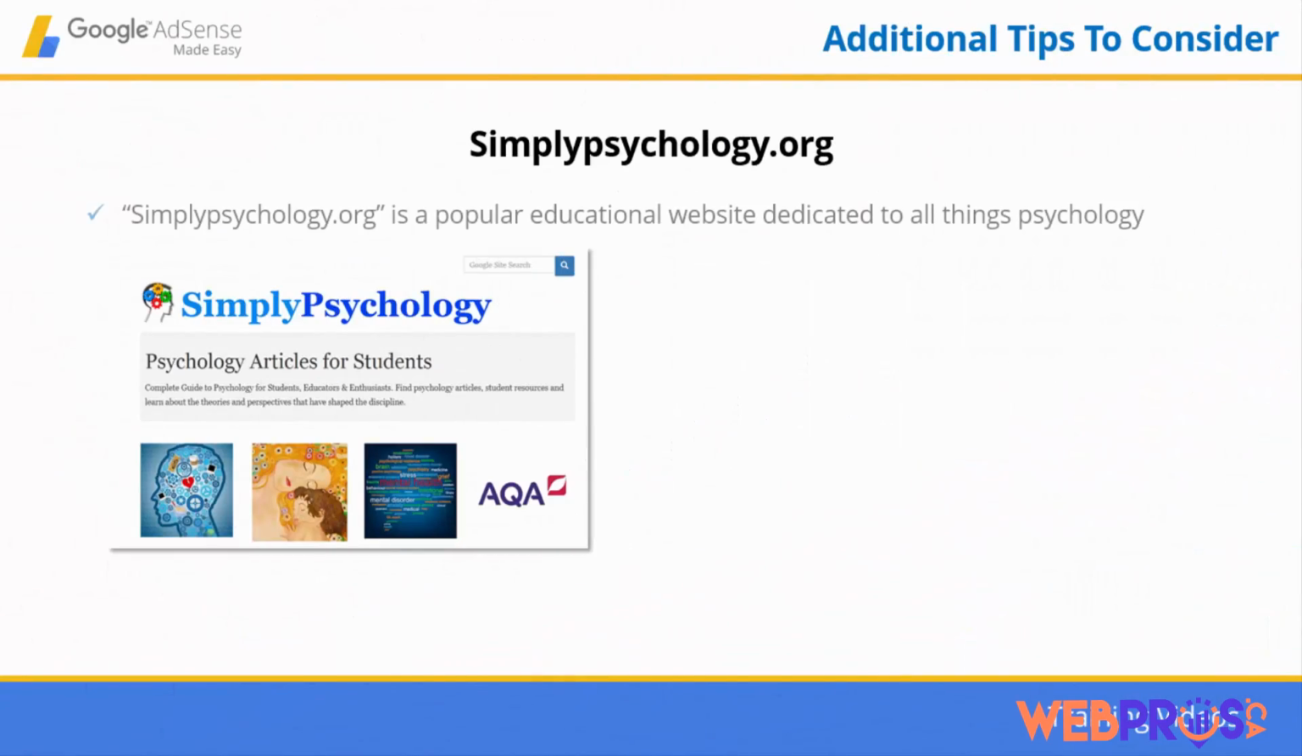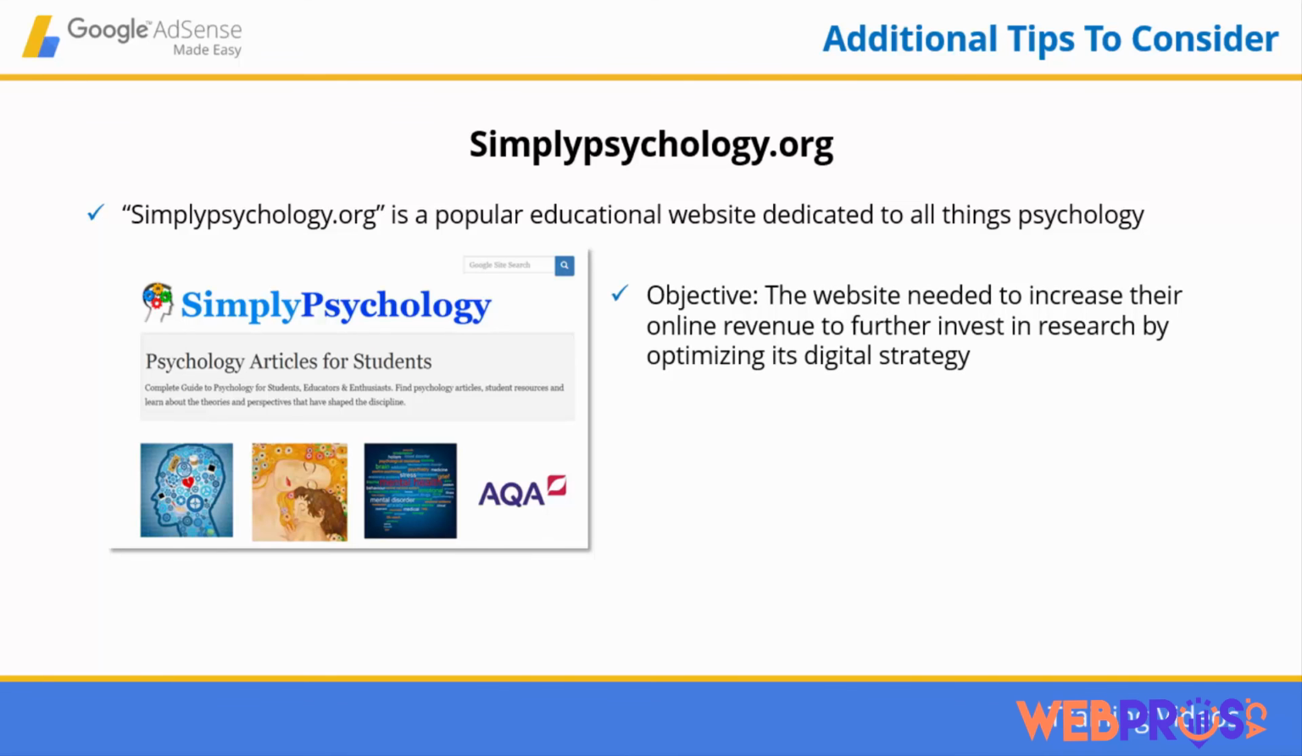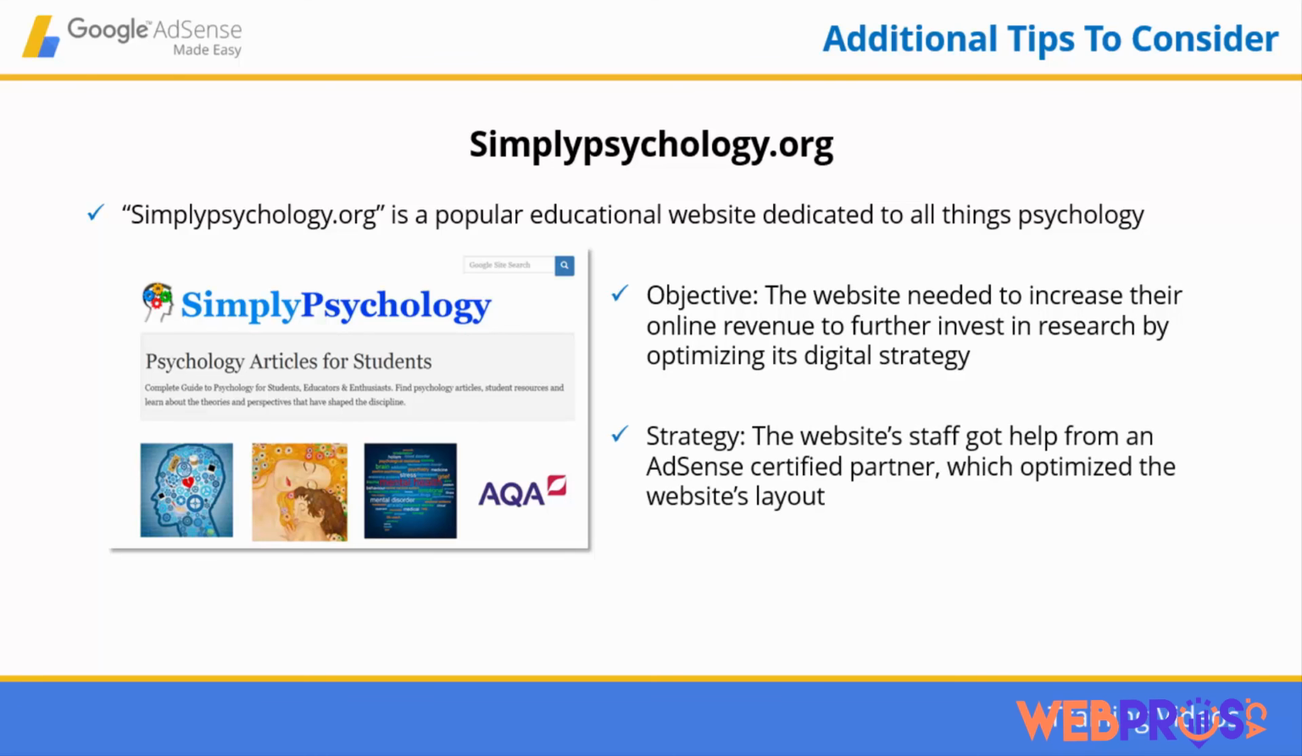SimplyPsychology.org. SimplyPsychology.org is a popular educational website dedicated to all things psychology. Objective: The website needed to increase their online revenue to further invest in research by optimizing its digital strategy. Strategy: The website's staff got help from an Adsense certified partner, which optimized the website's layout.